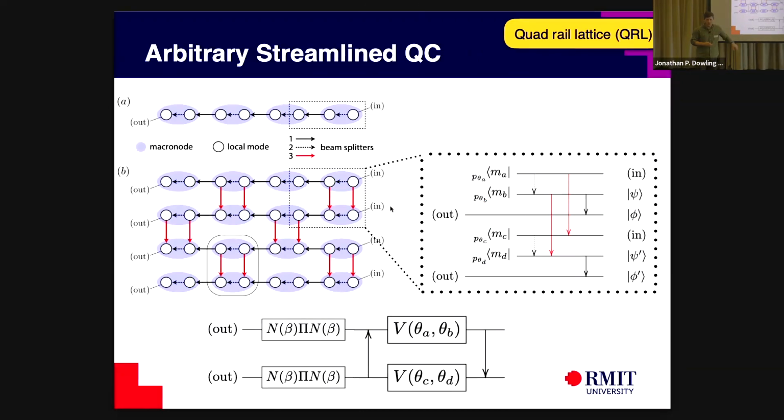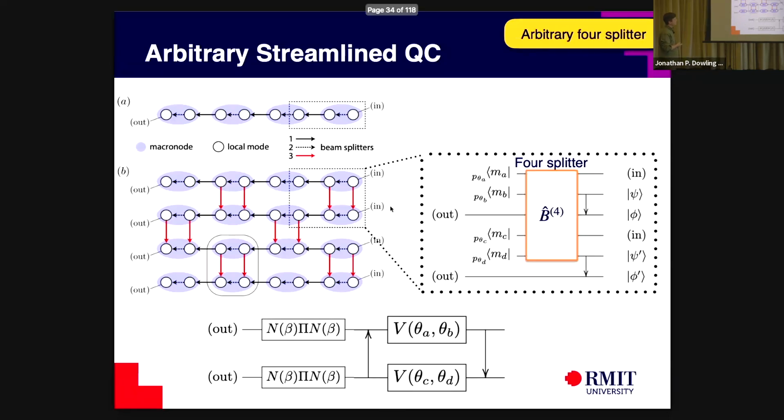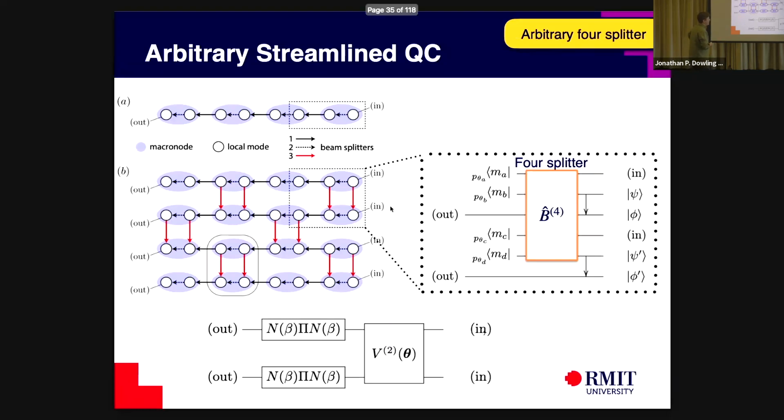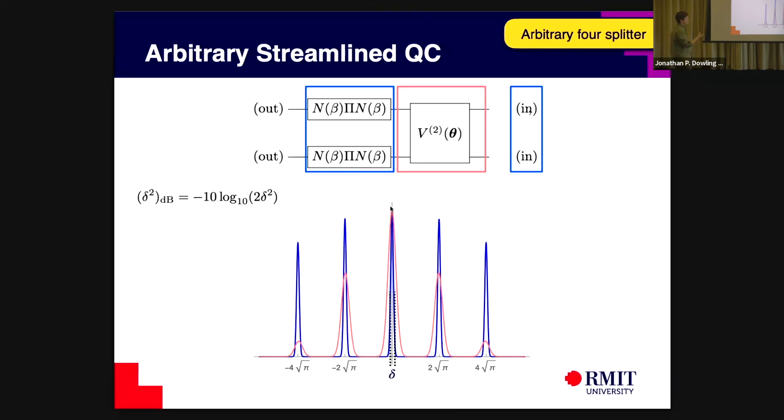what we did has nothing to do with the quad rail lattice itself. This has 4 beam splitters in, so our imagination jumped to the term 4 splitter, and it doesn't actually matter what 4 beam splitters they are. There's just a 4 splitter, and we've defined it as, I won't go into exactly, but there's some constraints to how it's constructed. But if you choose another 4 splitter, you just get a different 2-mode gate in this circuit. And the same thing applies.